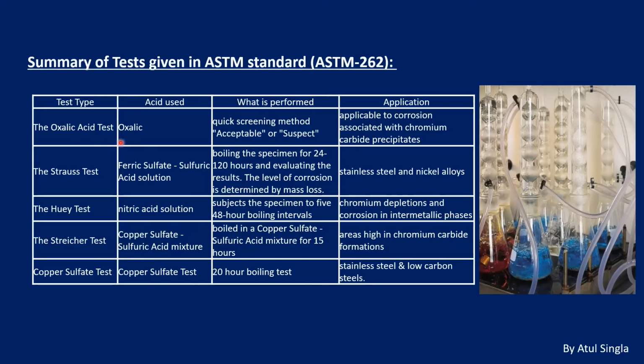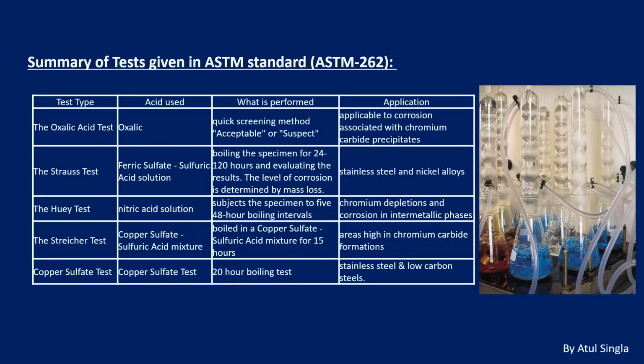If you look at the second test, the ferric sulfate sulfuric acid test, when we insert the specimen inside the acid, we have to keep it there for 24 to 120 hours and then evaluate the results. The level of corrosion is determined by the mass loss. We perform this type of test for stainless steel and nickel alloys. So we know what the test is, what the acid is, how long we keep the specimen inside it, how much the weight loss is, and where we use it.